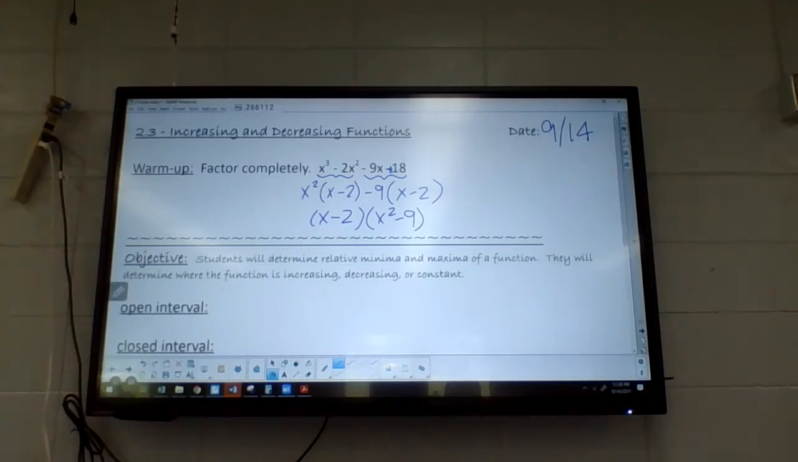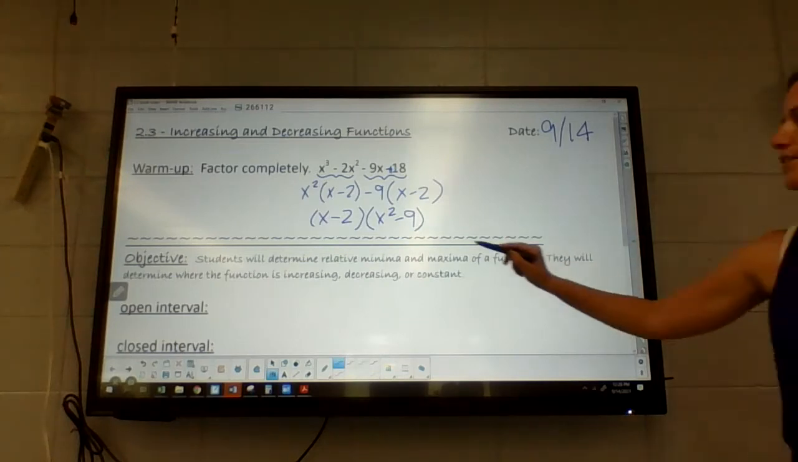Good. So if you get there, do you know if you're done or not? No. You're not quite done. There is something else you can do. You could have stopped. This is factored, it's just not factored completely. Does anyone remember what else we can factor here? It's another review here. X squared minus 9.